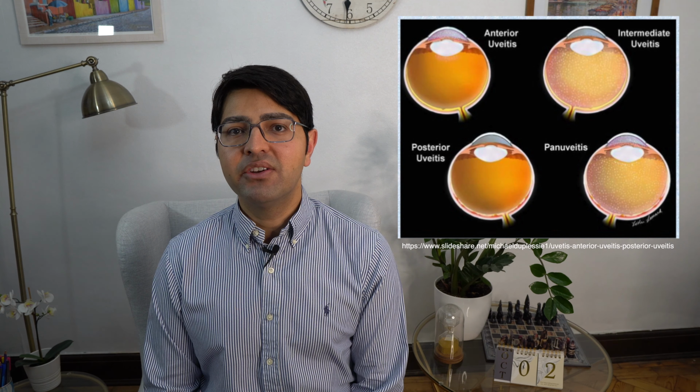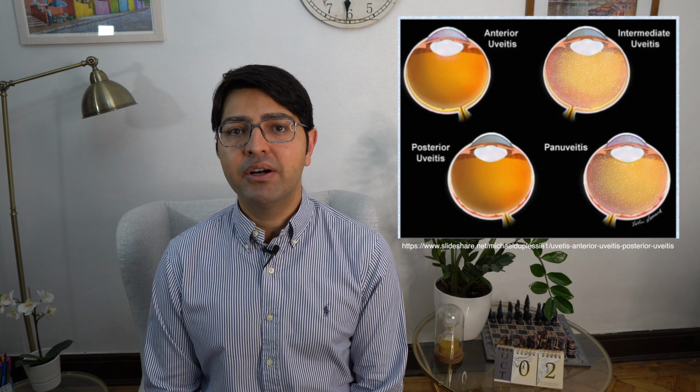Your eye care professional will also measure the pressure within your eyes, because with certain types of uveitis, particularly infective types, the pressure within your eyes may be higher than it should be. As mentioned in the earlier section, iritis refers to inflammation at the front of our eyes, and this is called anterior uveitis. We can also have intermediate uveitis, which affects the middle part of our eyes, and then we can also have posterior uveitis, which affects the back of our eyes.